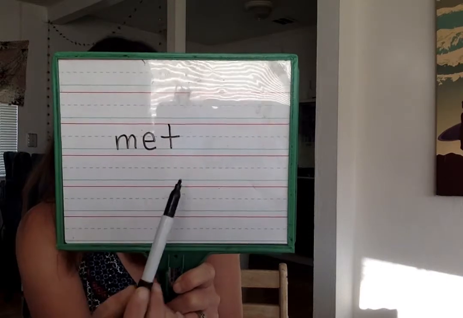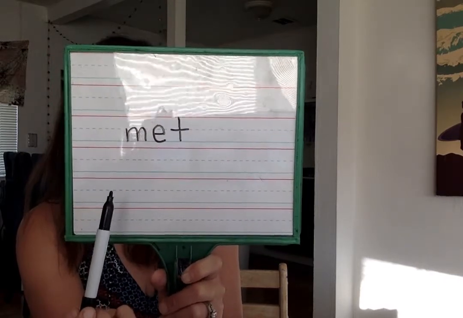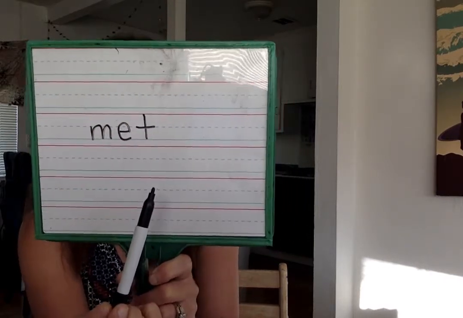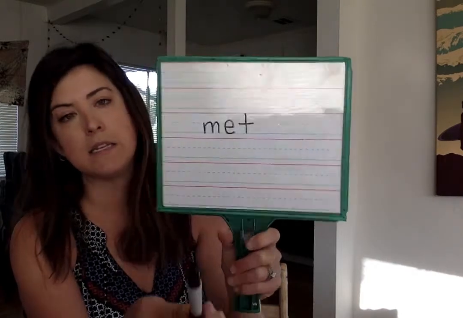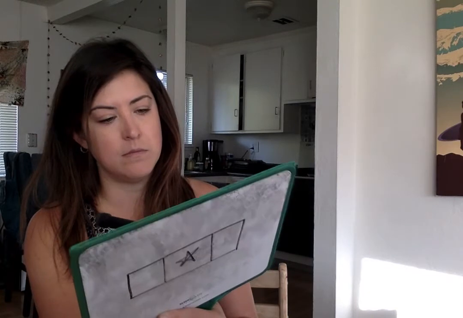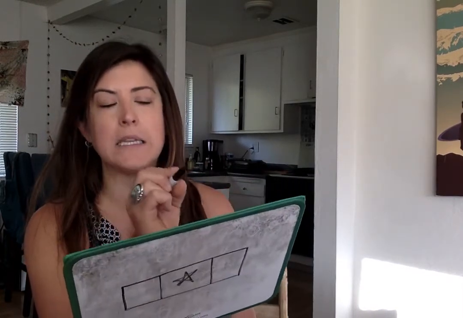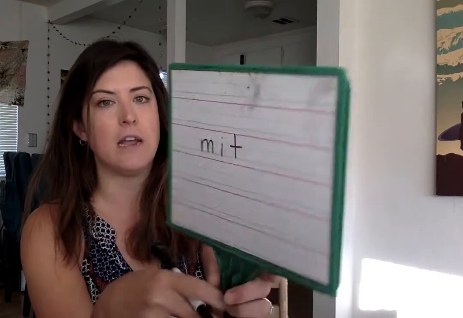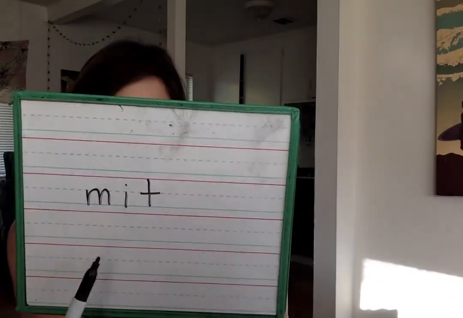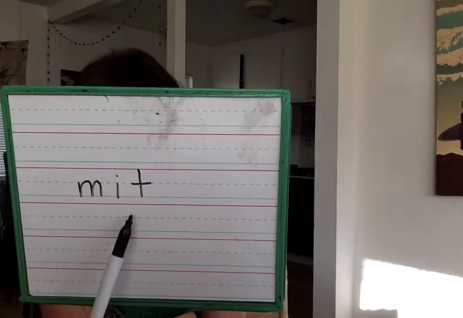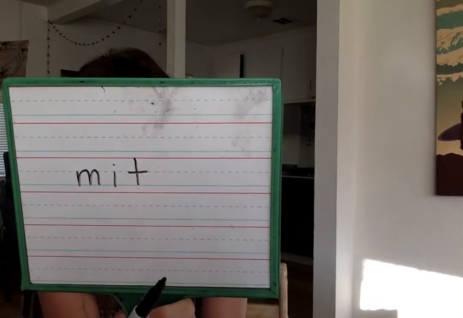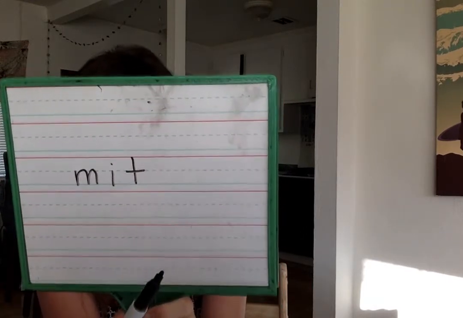Okay, so now we'll only erase the middle. We're going to change met to mitt, like a glove, mitt. Change met to mitt and chin it. Mitt has I in the middle, and we'll do that two more times.